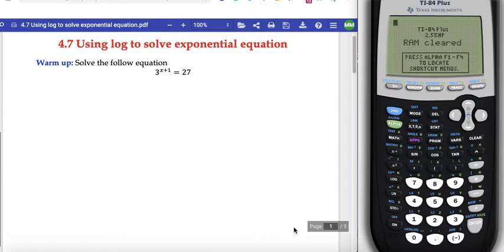Today we are going to continue our conversation about this unit, exponential functions and logarithmic functions. Today we're actually going to go back and revisit the exponential equations we discussed before. So first, let's have a quick warm-up. Let's check this equation here: 3 to the x plus 1 power equals 27.